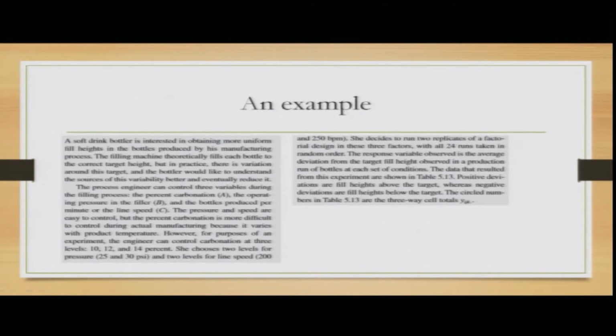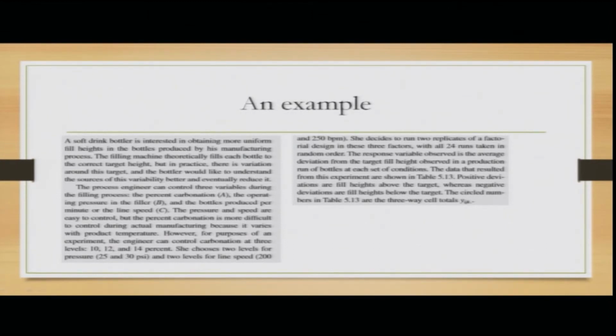The process engineer can control 3 variables during the filling process: the percentage carbonation, A; the operating pressure in the filler, B; and the bottles produced per minute, which is the line speed, C. The pressure and speed are easy to control, but percentage carbonation is more difficult to control during the actual manufacturing process.